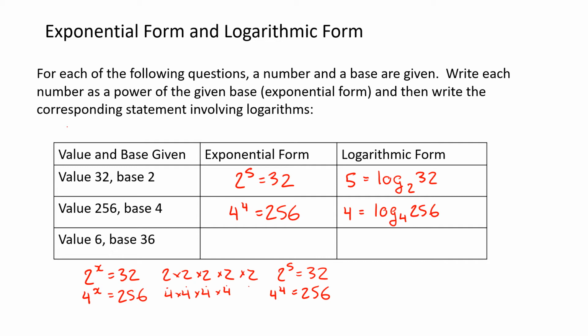Okay? Last example, the value is 6, the base is 36. So this one is a little bit different. You have 36 to the exponent x has to equal 6. How do we work backwards? Before, I've multiplied all of these together, but in this case, how do we work backwards? Well, stopping and thinking about this, the square root of 36 is 6.